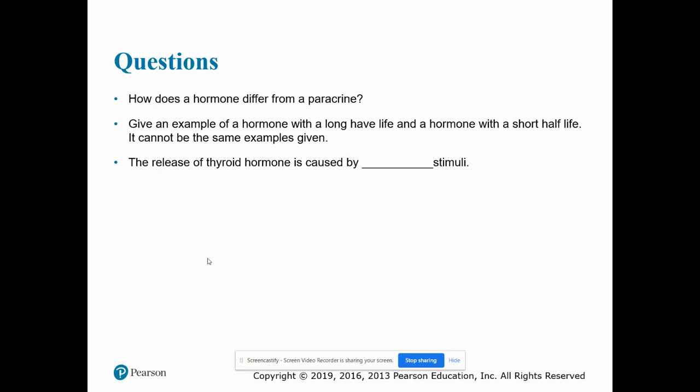How does a hormone differ from a paracrine would be number 1. Number 2 is going to be give an example of a hormone with a long half-life and a hormone with a short half-life. And please do not give the examples that were given in lecture today. And then number 3, the release of thyroid hormone is caused by blank stimuli. We went over a number of different types of stimuli that cause hormone release. So what causes thyroid hormone to be released? That is all I have for you for this lecture.